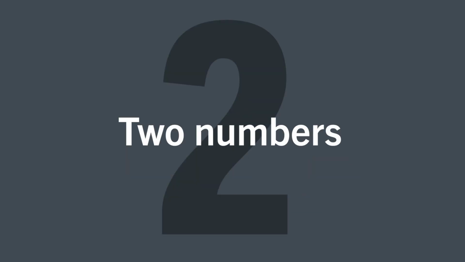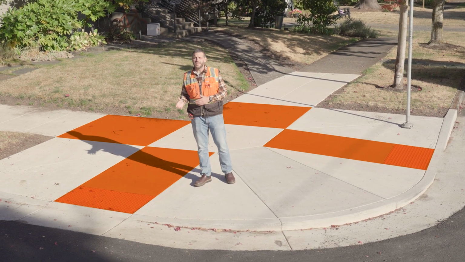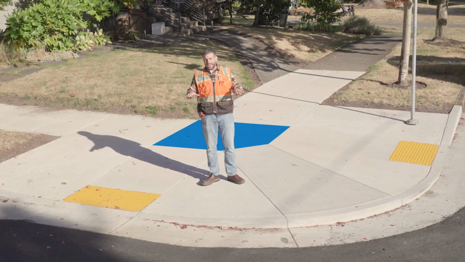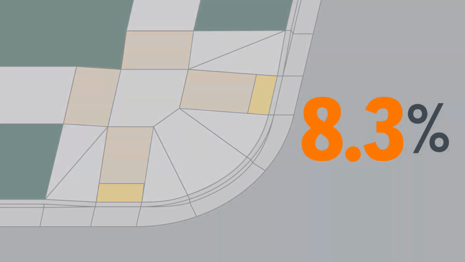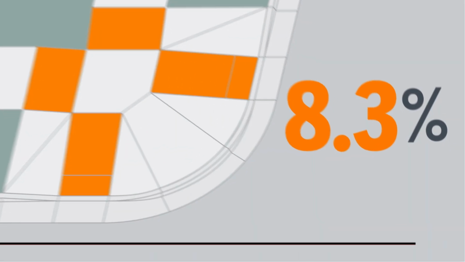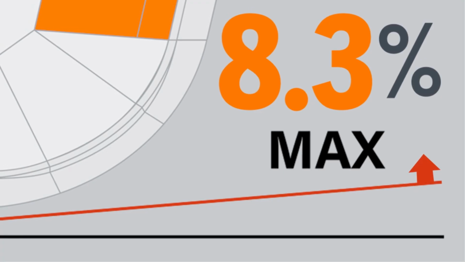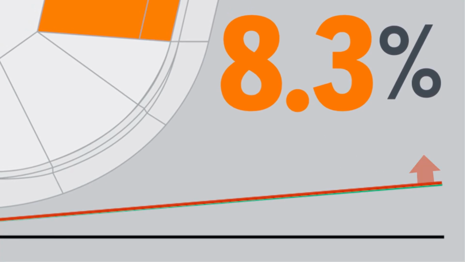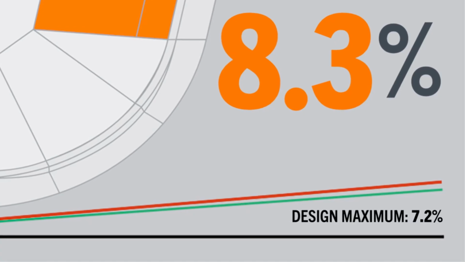Then, those 2 numbers. In the first video, we showed you the 2 basic components of every ramp. Parts that take you up and down, and parts that are basically flat, where folks can rest and turn. 8.3% and 2.0% are all about those 2 parts. 8.3% is about the ramps, the parts that go up and down. If you build a ramp whose slope is greater than 8.3%, your ramp will fail, guaranteed. That's why our design max is 7.2% for all of our ramps, so there's some construction tolerance.